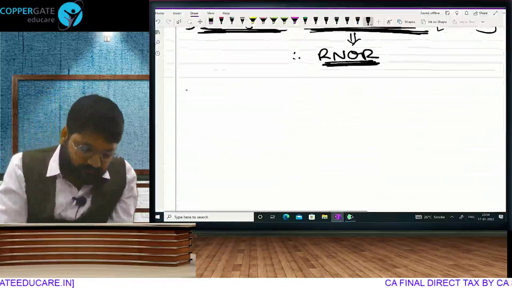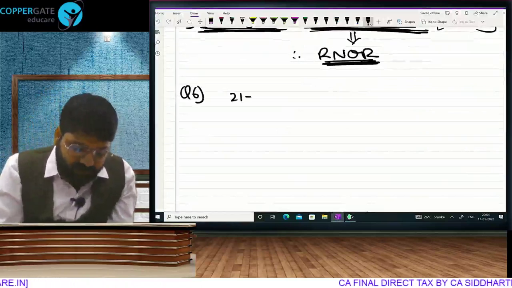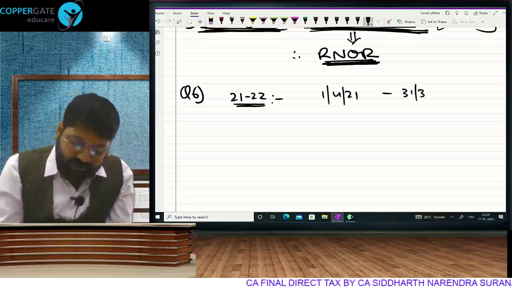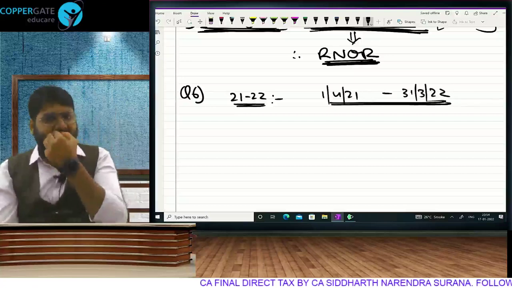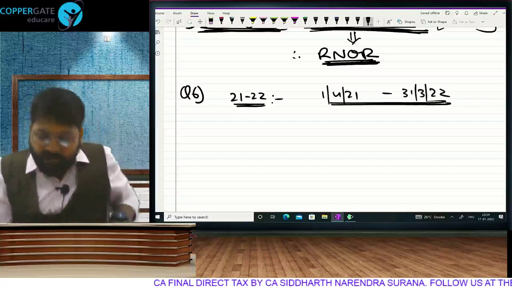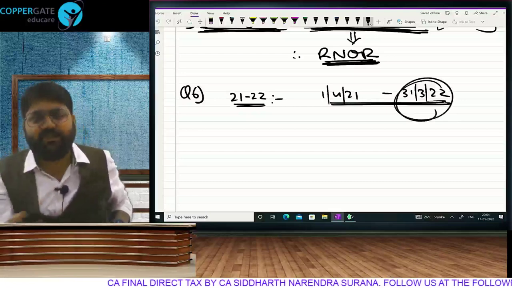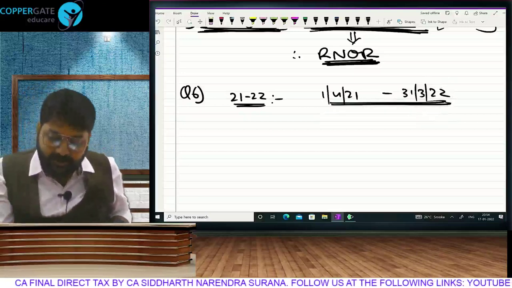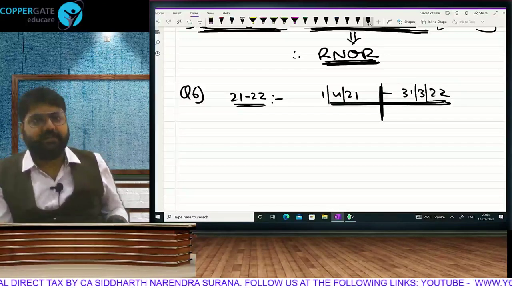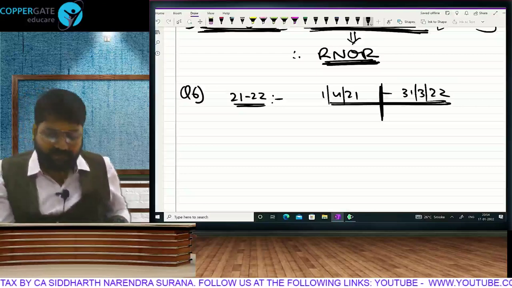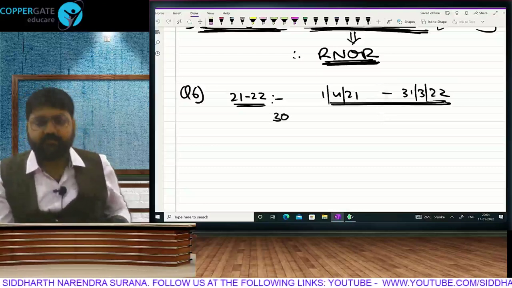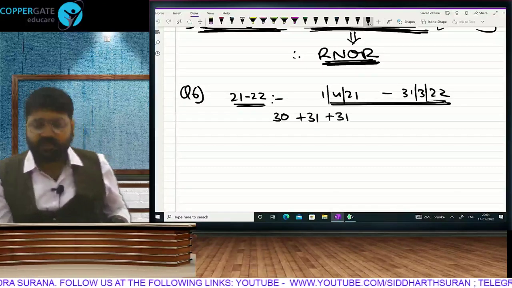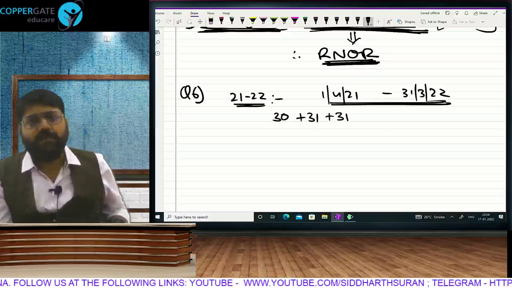That means if we are checking for 21-22, we have to check from 1st April 21 to 31st March 22. First tell me yes or no. We have to stop here. Even if after this he was in India for the rest of his life, that is irrelevant. Our calculation stops here. Is that clear? And in this period, his stay in India started from which date? 1st November. So can I say November 30 days? Yes. December 31? Jan 31? Feb 30 or 31?